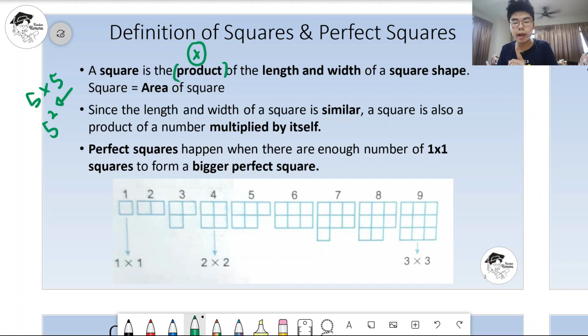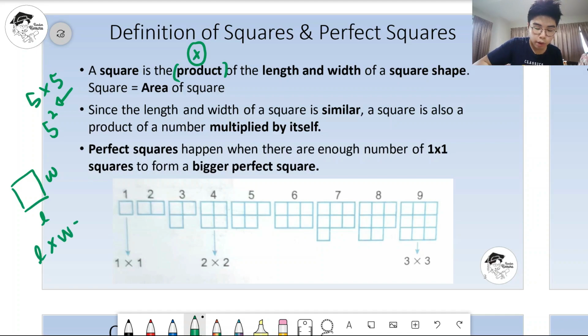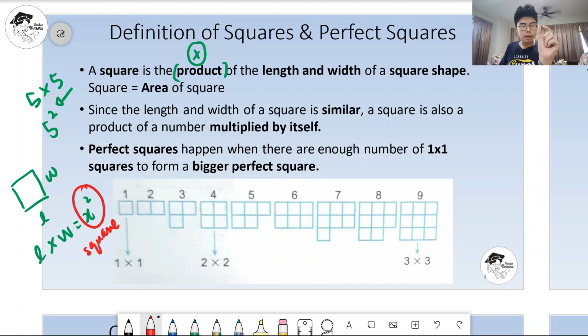So a square, like I said just now, is literally the name of the shape. A square is going to be the product or the multiplication of the length and width of a square shape. So you take the length and the width of a square and multiply them to get the square. The answer, this whole thing, will be your square. Because once you take length times the width, you have already taken the number and multiplied it by itself to get the square.